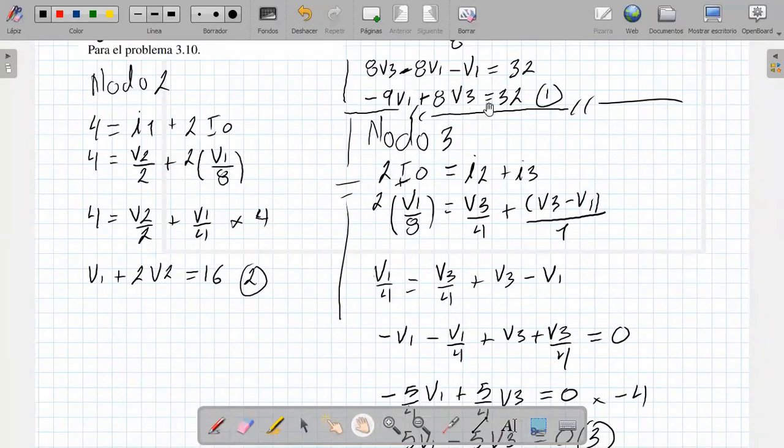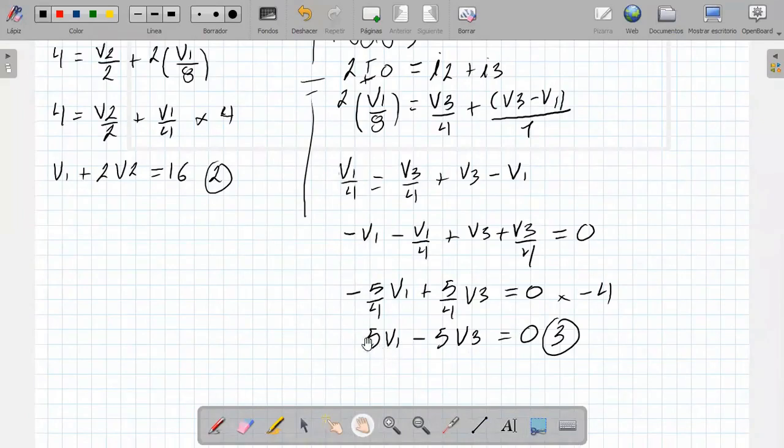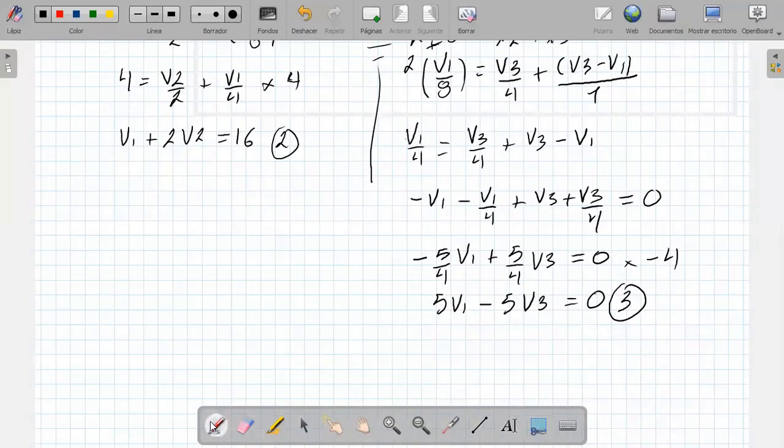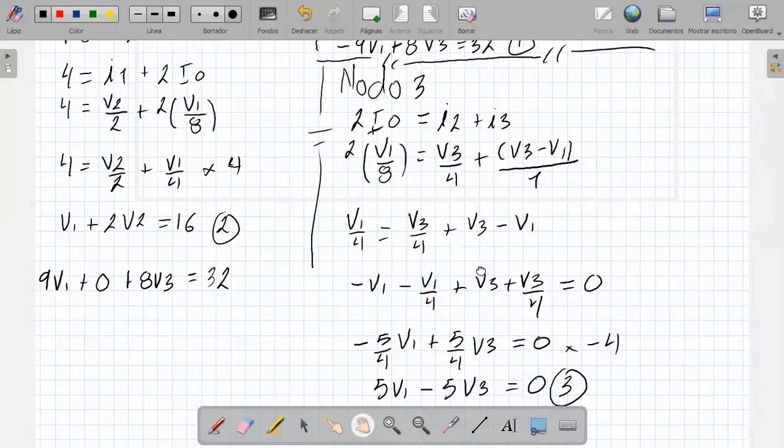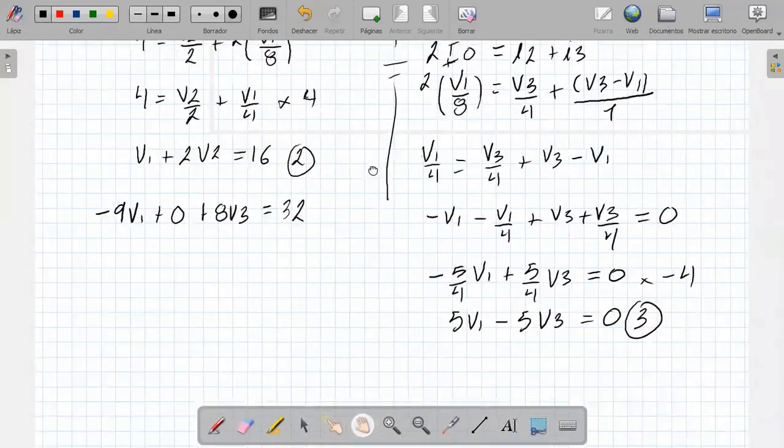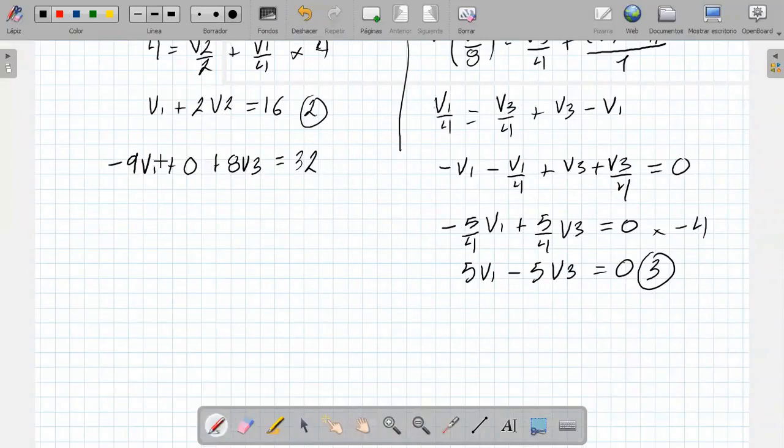The first is negative 9B1 plus 0 plus 8B3 equals 32. Let's note that the first one does not have a variable B2, so we leave it as zero. The second is B1 plus 2B2 plus 0. It has no variable B3, equal to 16. And the last is 5B1 plus 0 minus 5B3.